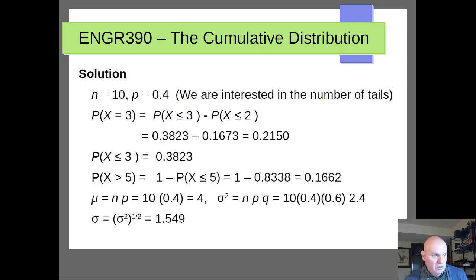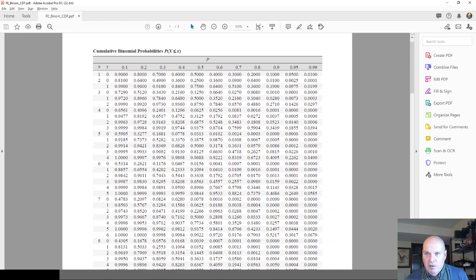So if you flip over to the table, let me pull it up. The table looks like this. What we want to do is, over here in this column is n, and when n is equal to 5, x can take on the values from 0 up to 5. And then p has different values here between 0.1 up to 0.9, and also includes 0.95 and 0.99.